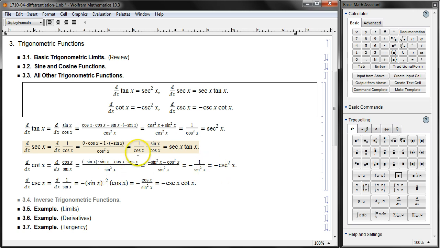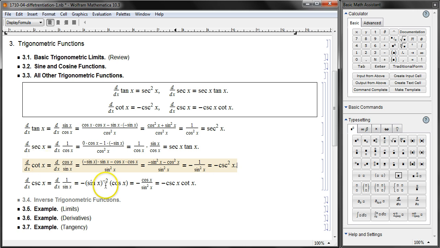Next, the derivative of the cotangent function, again, is a quotient rule. We have cosine over sine, and then put it into the quotient rule, denominator squared, and then u prime v minus u v prime. What do you get in the end? Negative sine squared minus cosine squared. So it's negative 1, and thus we have negative cosecant squared.